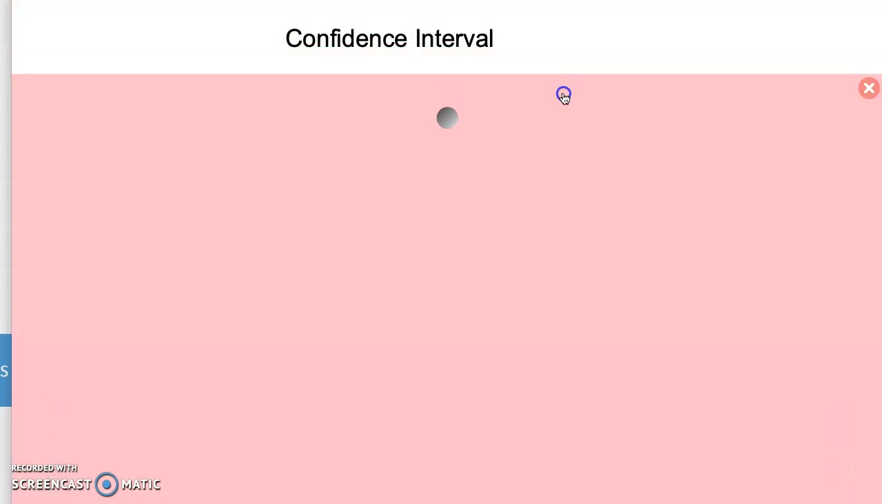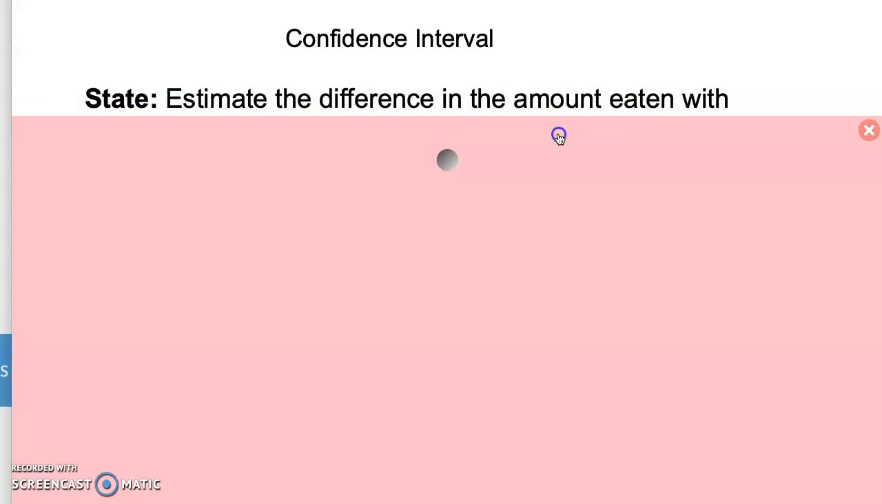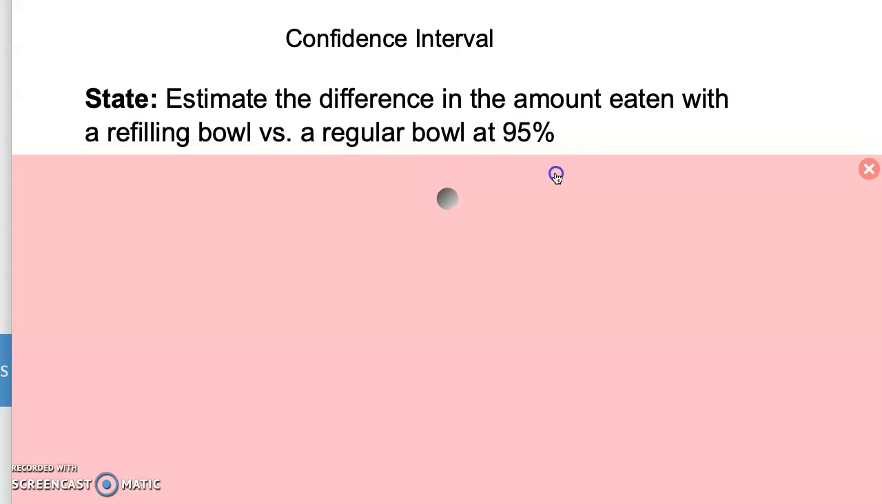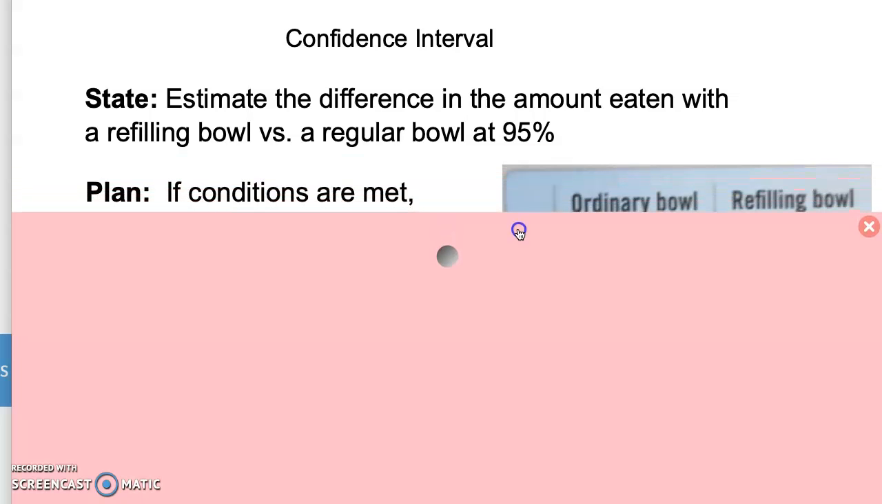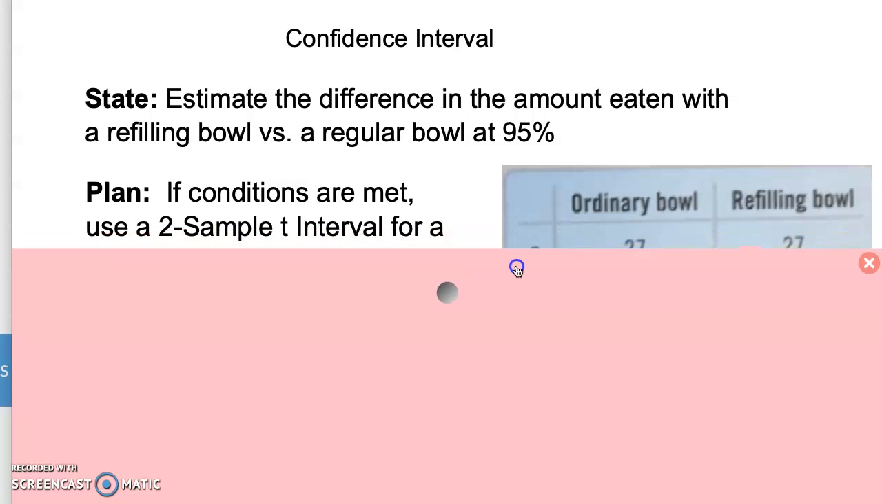So let's see. First, we're going to look at the confidence interval. State: estimate. In a confidence interval, we're always estimating. Estimate the difference in the amount eaten with a refilling bowl versus a regular bowl at 95%. Plan: if the conditions are met, use a 2-sample t interval. That is the name of the test, 2-sample t interval.